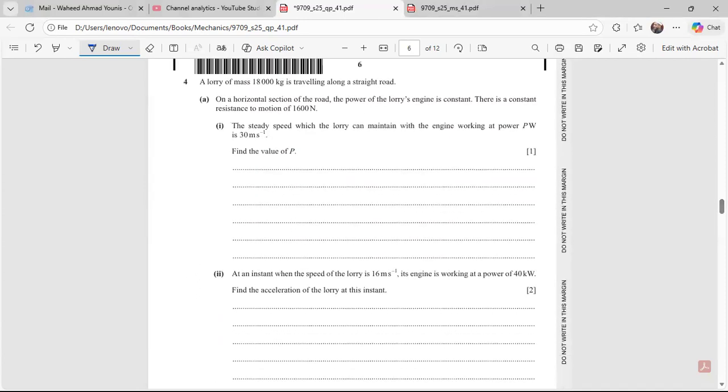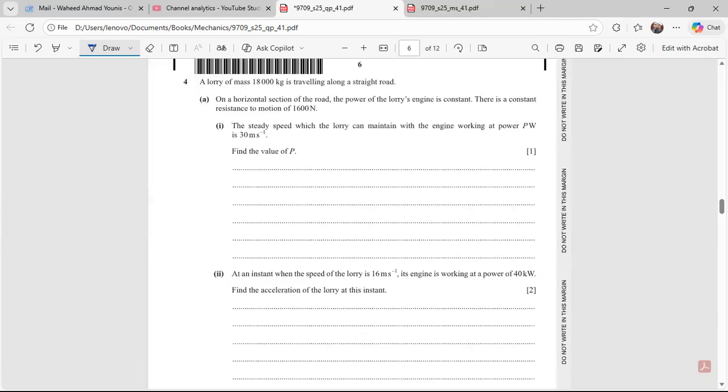A lorry of mass 18,000 kilograms is traveling along a straight road. On a horizontal section of the road, the power of the lorry's engine is constant. There is a constant resistance to motion of 1600 Newton. The steady speed which the lorry can maintain with the engine working at power P watts is 30 meter per second. Find the value of P.